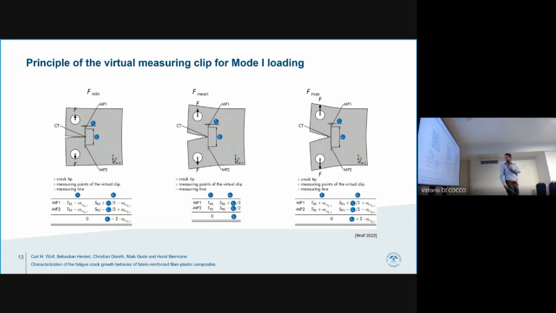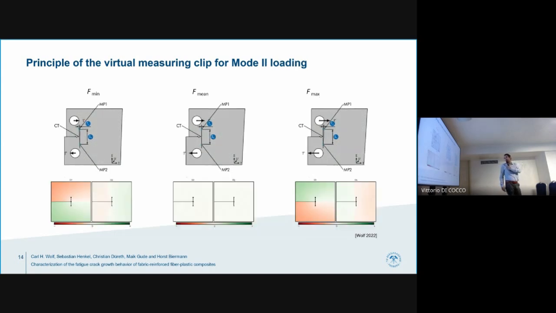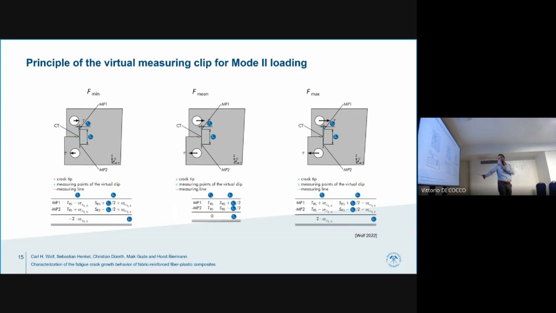If we now take a look at mode 2 loading, the displacement fields are also symmetrical, and you see they differ. But if we take a look at the measured displacements perpendicular to crack growth direction, the displacements for mode 2 loading cancel each other out. It means we just get the distance of the clip. And on the other hand, we measure the doubled displacement in crack growth direction.